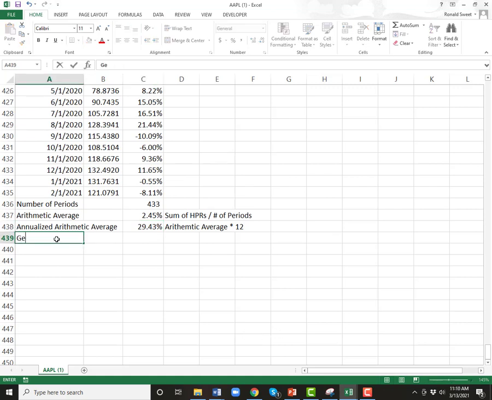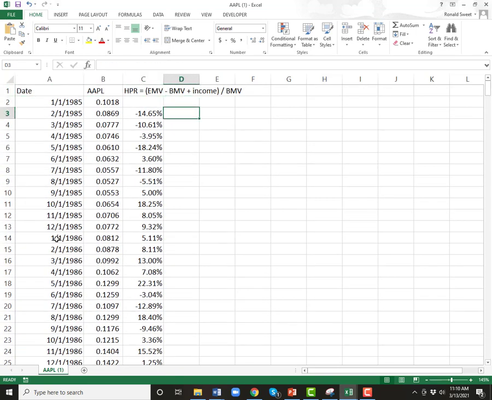Now we get the geometric average. This is going to be much more difficult because we have to link each one of these. So I'm going to go back up to the top of the spreadsheet, and we'll really start with $1. That's what the geometric is saying. If you started with $1 and you had it invested in Apple, how much would you have at the end of the first month? You'd have $1 times 1 plus your return in the first month. So at the end of the first month, you'd only have 85 cents.